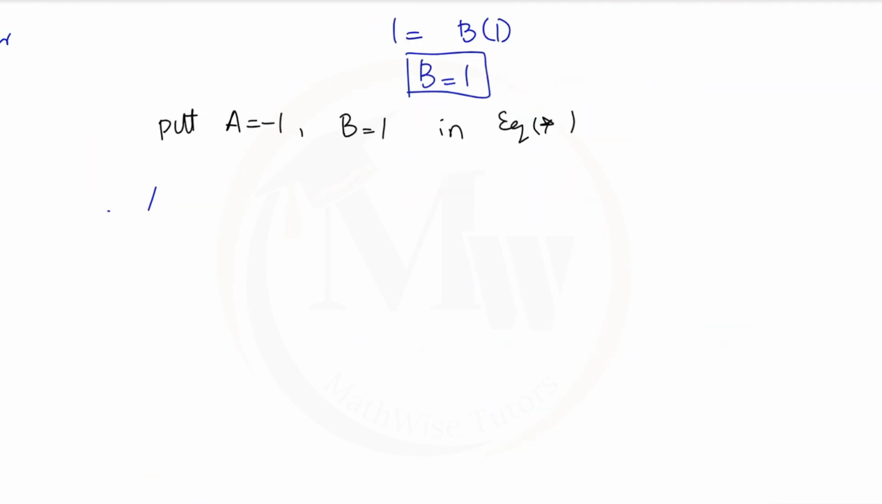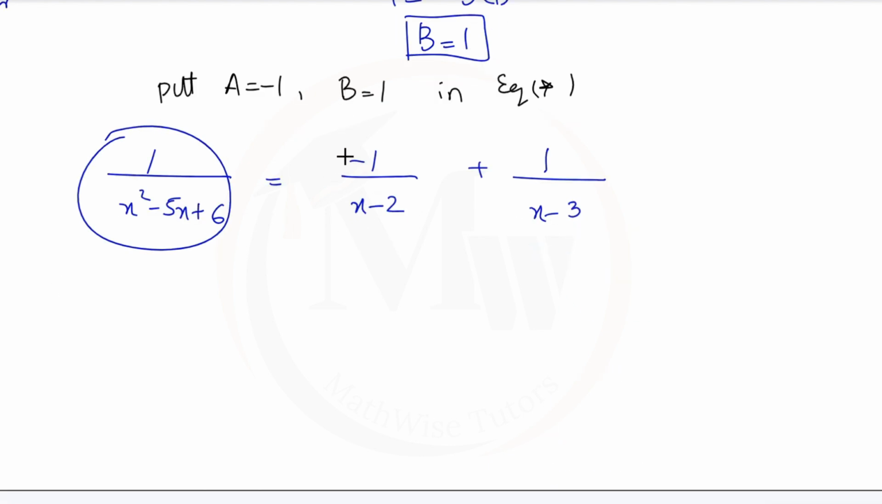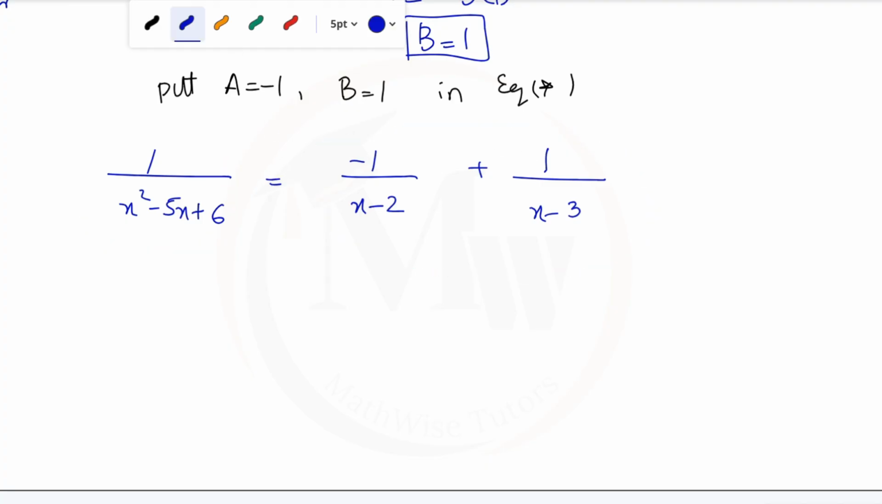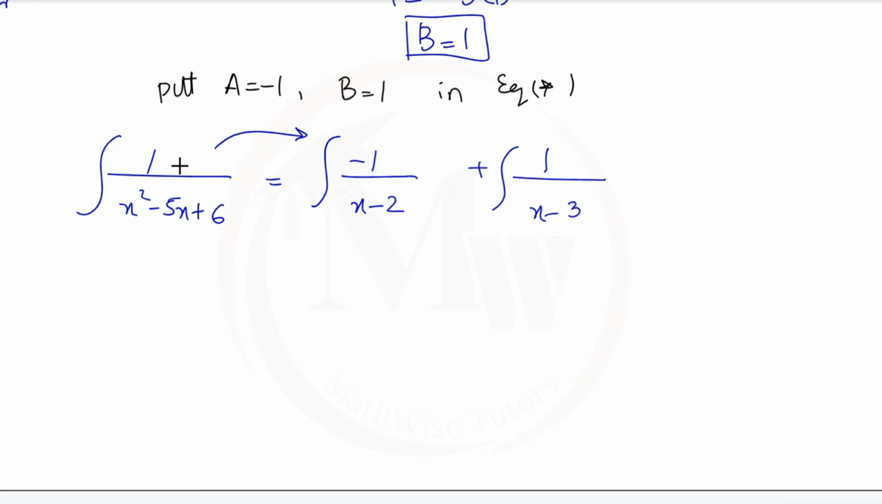So this would be 1 over x square minus 5x plus 6 equals a over x minus 2. So what is a? Minus 1. Minus 1 over x minus 2 plus b, b was 1, over x minus 3. See, this big rational fraction is divided into some small partial fractions. Now, if they ask us to find the integration of this term, we don't need to find the integration of this because we have changed this into these two fractions. So if we find the integration of these two fractions separately, that will be the answer for this term.